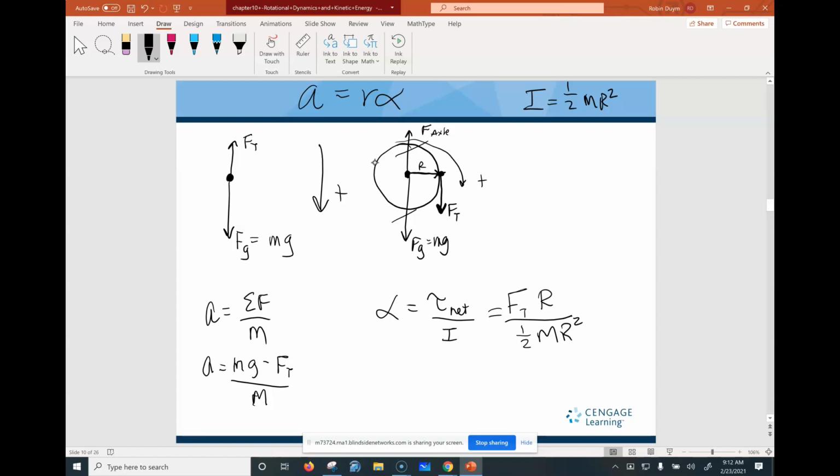So find your acceleration of the bucket that's moving down and the acceleration of the pulley. Yes. We're just using letters.